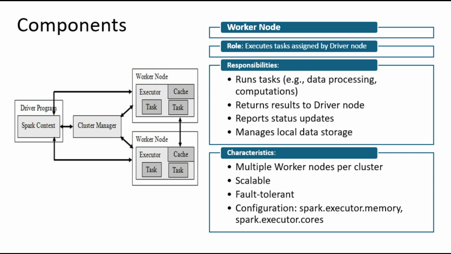5. Fault tolerance. Worker node components are 1. Executor. 2. Block manager. 3. Shuffle manager. 4. Output commit coordinator. Worker node workflow includes 1. Receives task assignment. 2. Executes task. 3. Processes data. 4. Returns results to driver node. 5. Executor. Executor is responsible for 1. Running tasks. 2. Managing memory. 3. Handles exceptions.